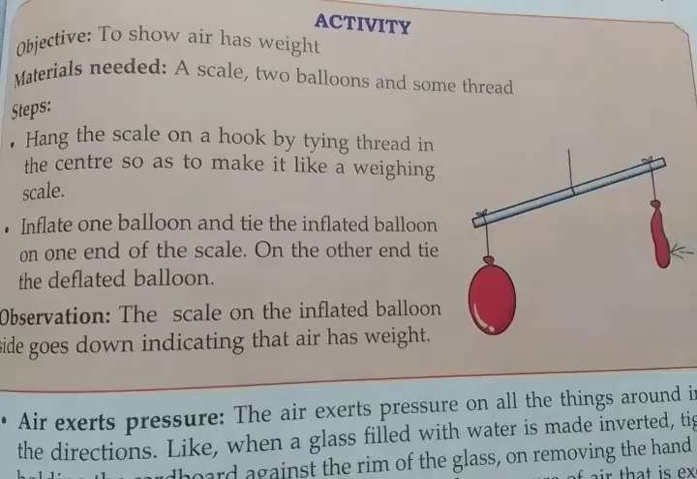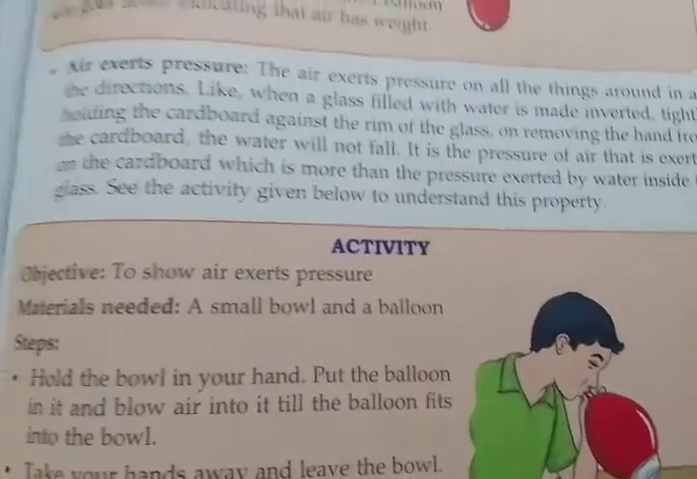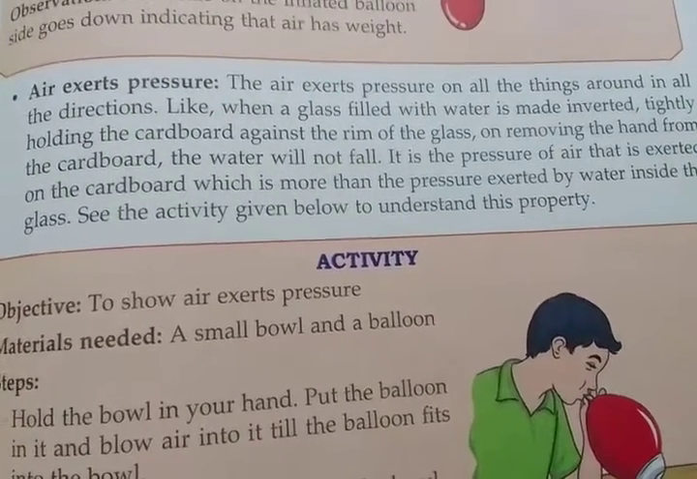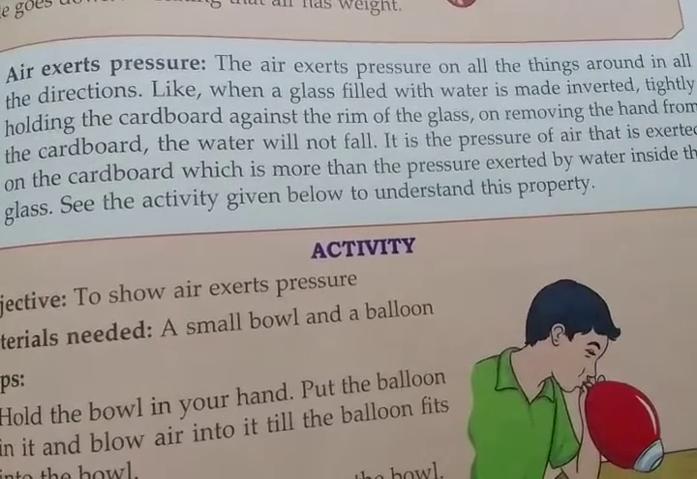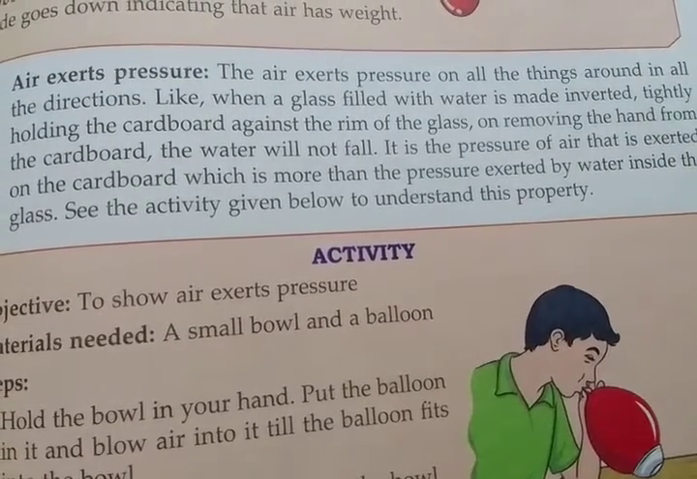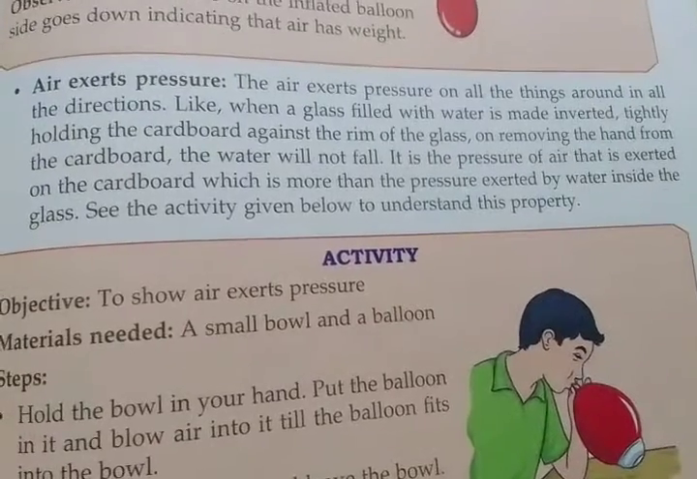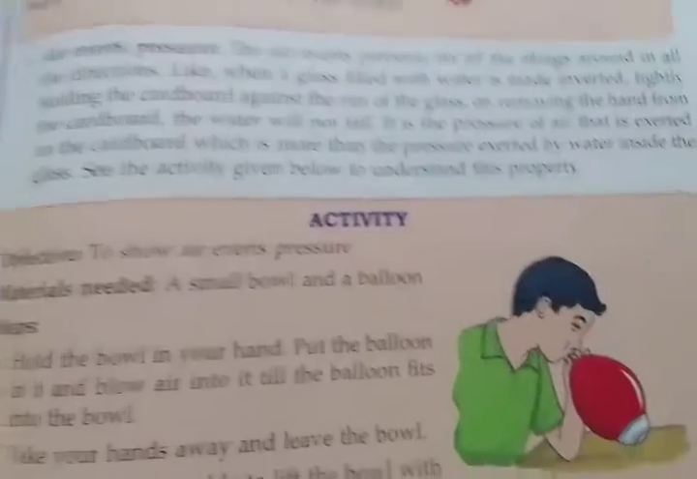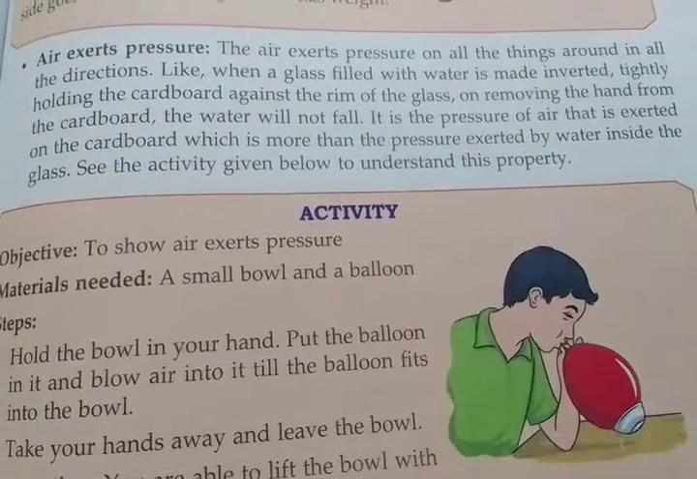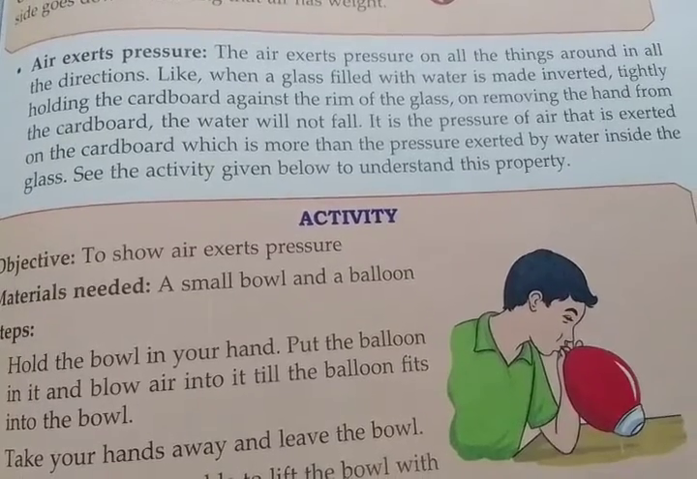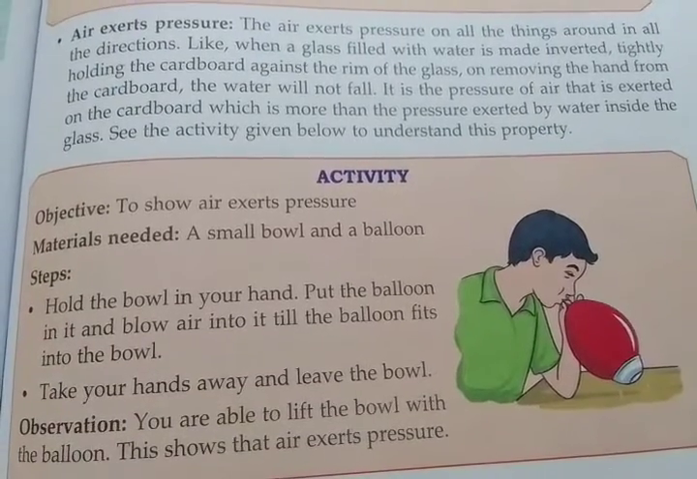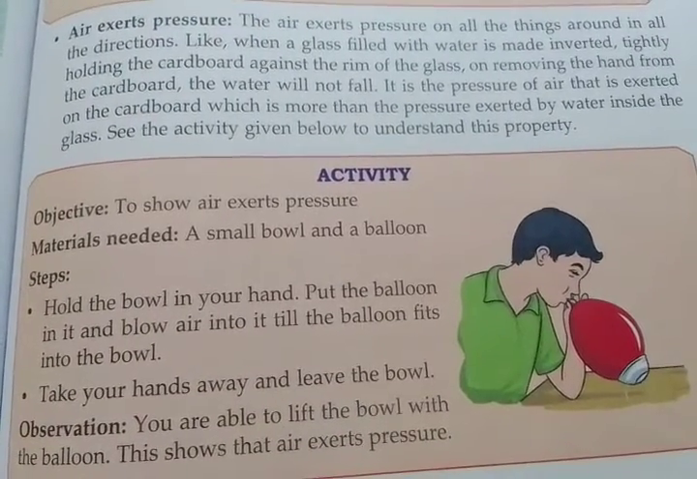Now, the next property of air is, air exerts pressure. The air exerts pressure on all the things around in all directions. Like when a glass filled with water is inverted, tightly holding the cardboard against the rim of the glass, on removing the hand from the cardboard, the water will not fall. It is the pressure of air exerted on the cardboard, which is more than the pressure exerted by the water inside the glass. Okay?